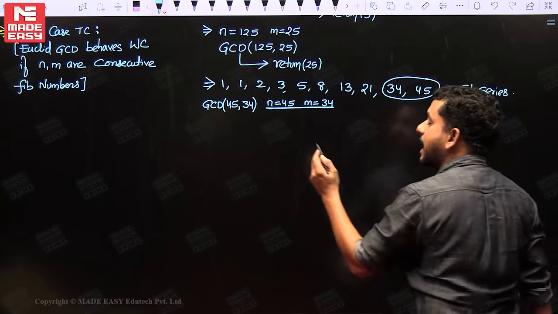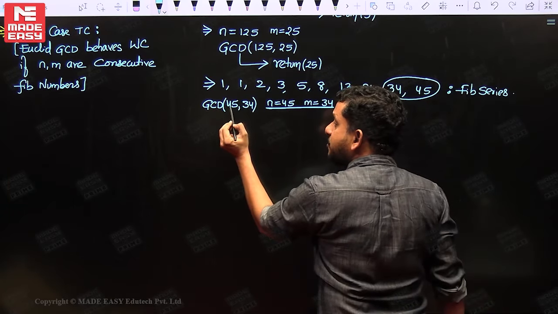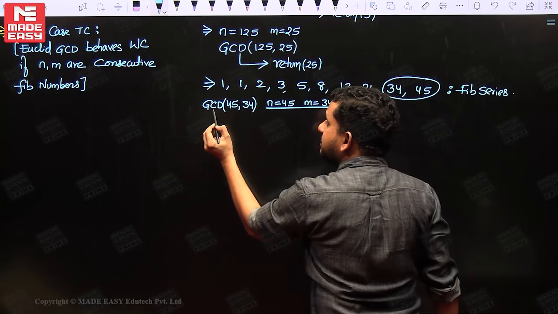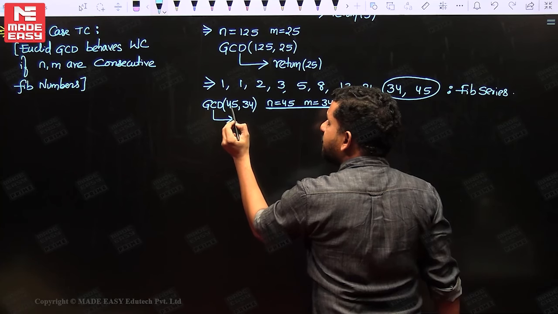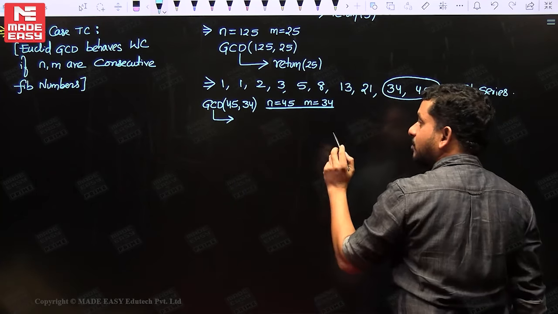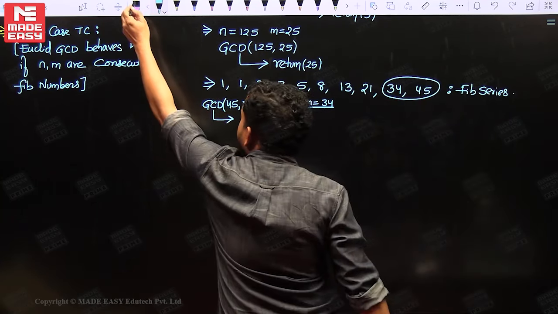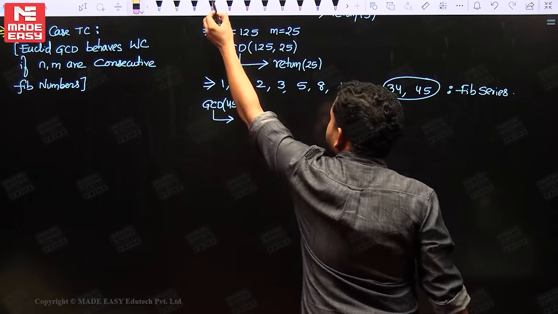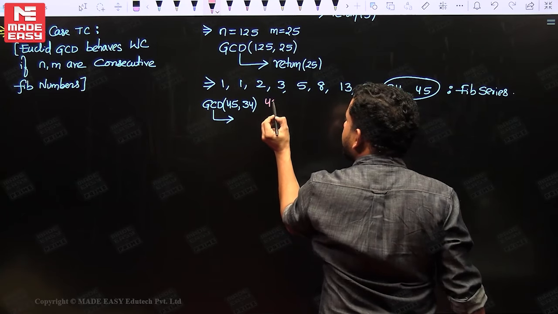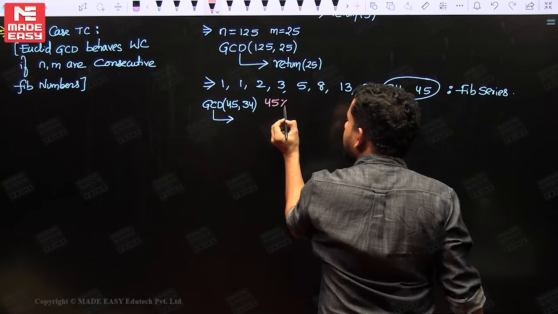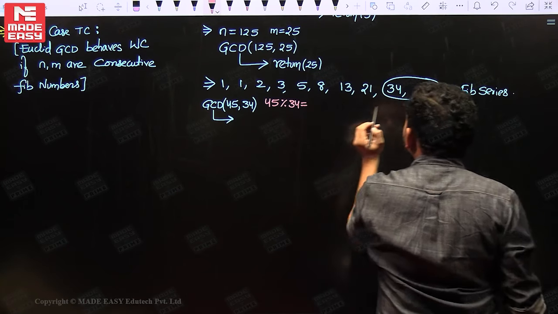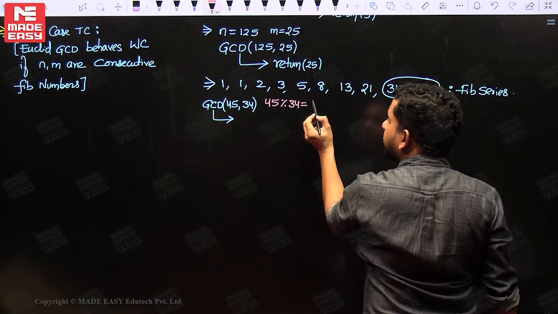Okay, so let us see what happens here. So n is 45 and m is 34, two consecutive numbers. Then we compute 45 modulus 34 in the function, which is not 0, right? 45 modulus 34 equals 11.